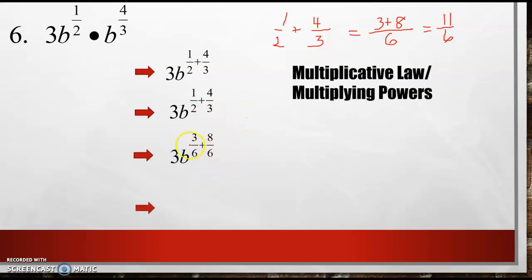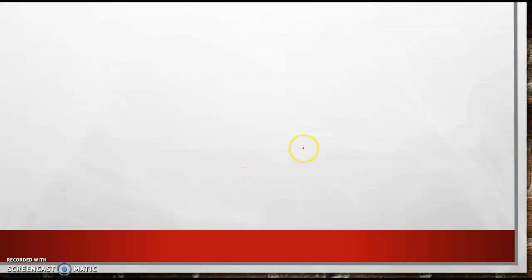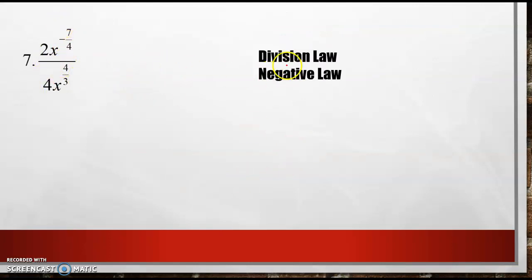So then we make them equivalent fractions. But here is the solution. Then 3b to the power of 11 over 6. Right? Next example, so the same base, so you're going to use the division law, and then here you can see a negative sign, so the negative law will be applied.